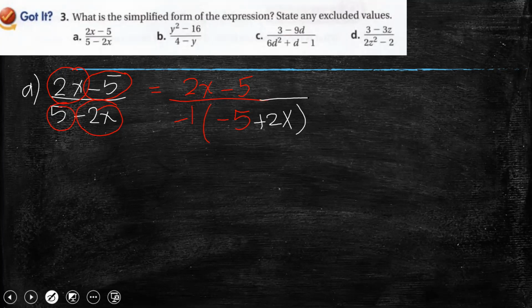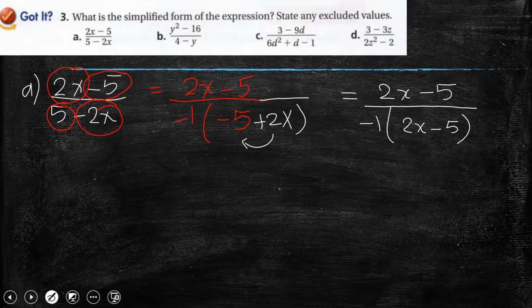So this negative 1 is like a magic number. It changes the signs of the variable and of the number. Then after that, you have 2x minus 5 and negative 1, and change the order here. Put 2x first and negative 5 last. As you see now, this negative 1 is magic. It lets me cancel them. So when I cancel them, I have negative 1.